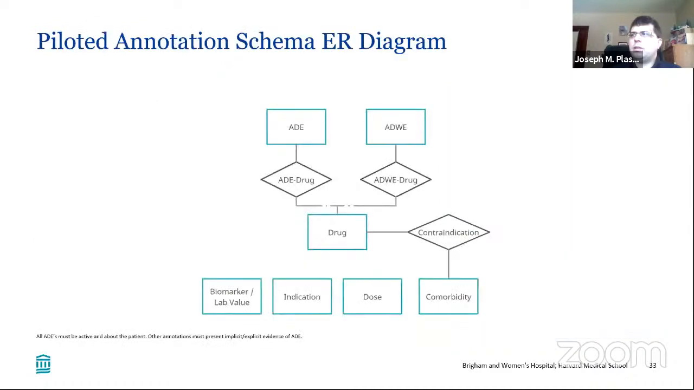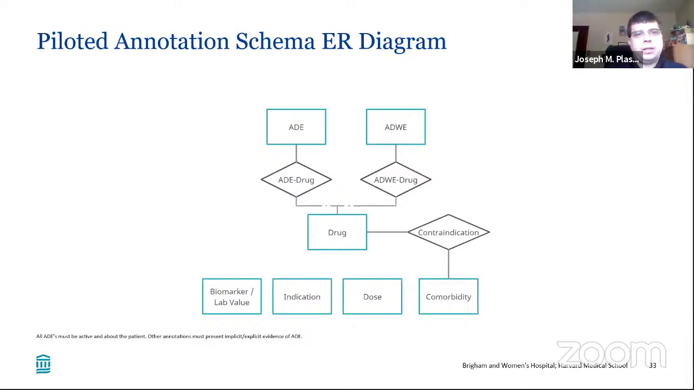Here's what our pilot study annotation schema diagram looks like. And so, entity relationship or ER diagrams are a useful way to represent annotation schemas in a visual way.